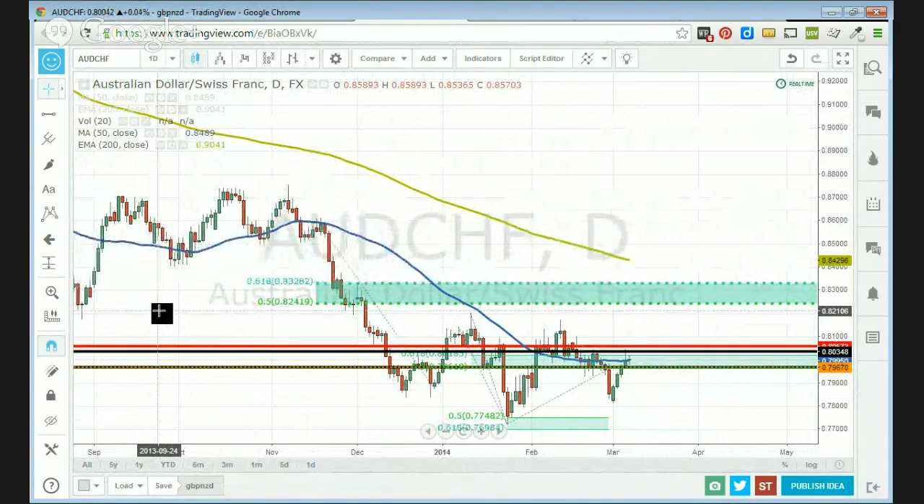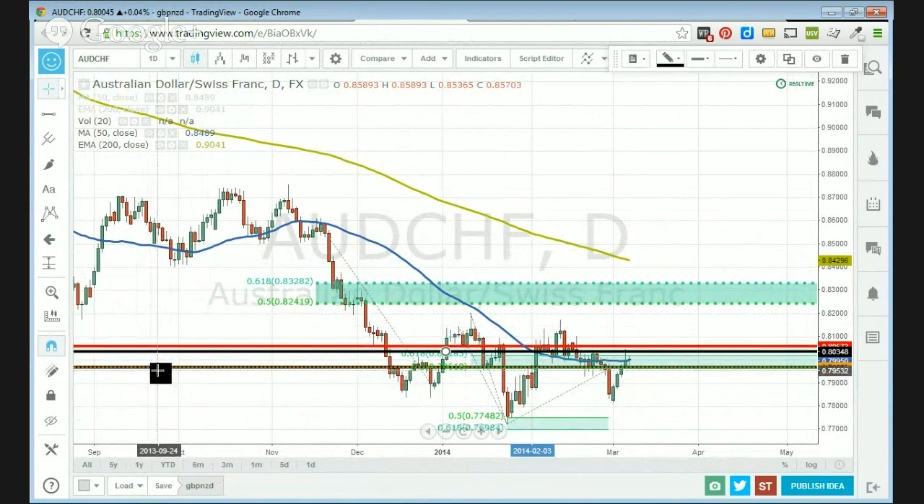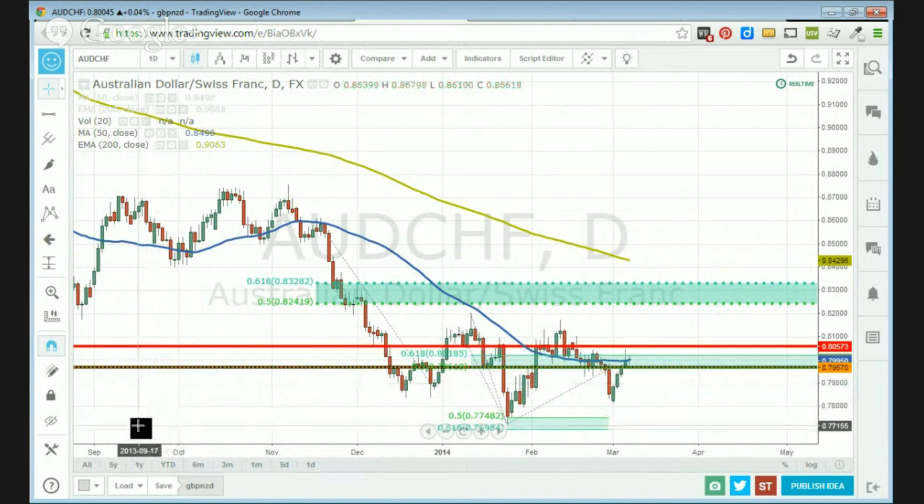Okay, and my stop on the Aussie Swiss is at that red line, 80.57. I'm going to remove this black line, which is actually where I should have entered. But I entered at the green line instead. So yeah, I entered at 79. The stop is at this red line. So we'll see. We are now at the 50 simple moving average.